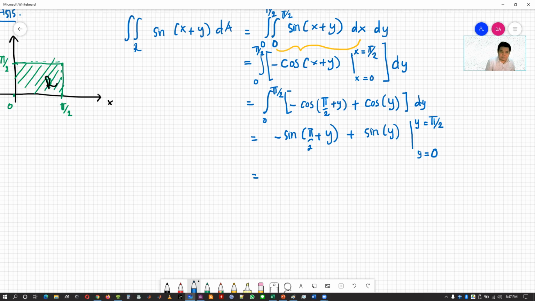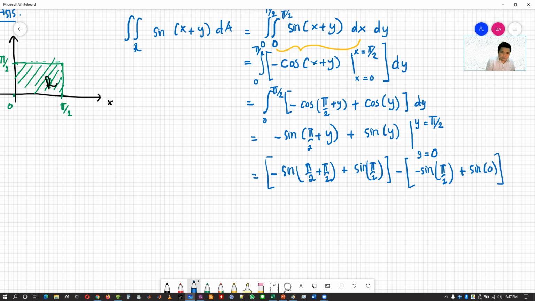Now I simply substitute y is pi over 2. This becomes sine of pi over 2 plus pi over 2, which is actually pi, but I write it here to make it clearer, and then sine of pi over 2. Then minus, because y is 0 now, sine of pi over 2 plus 0, and then plus sine of 0. So what do we have?